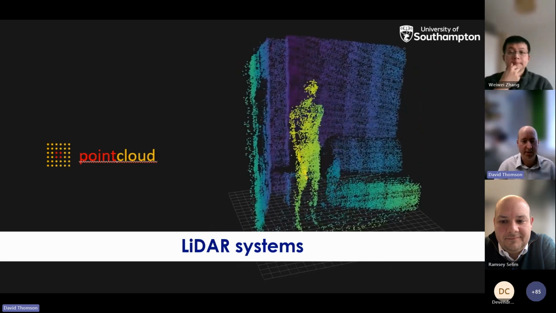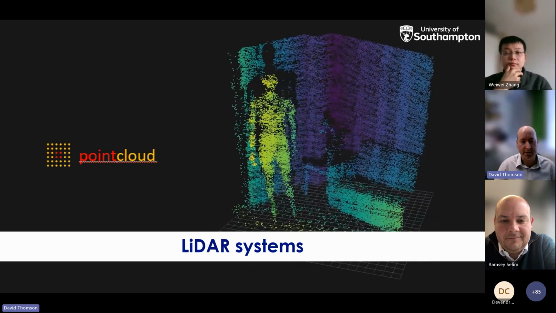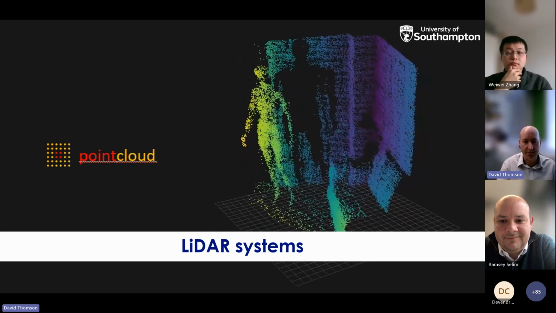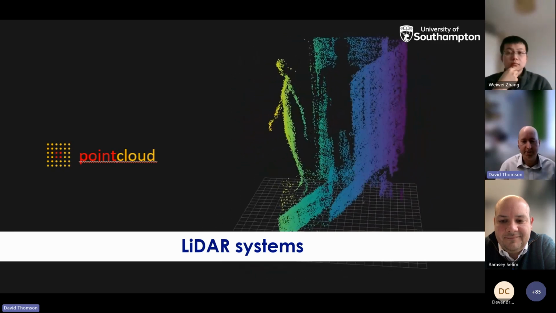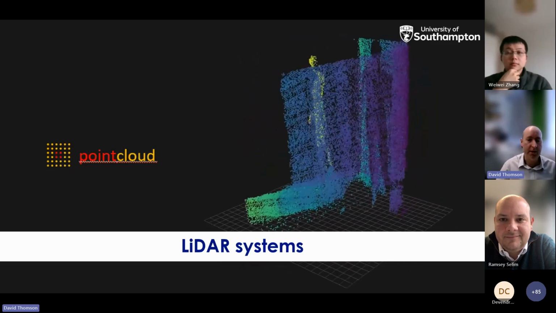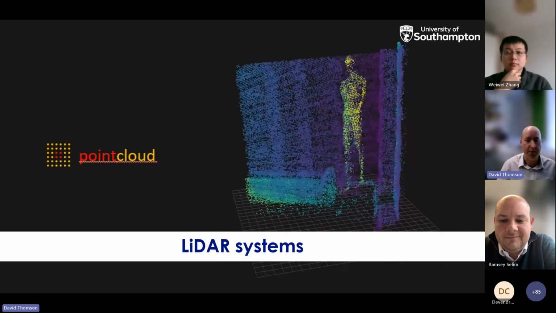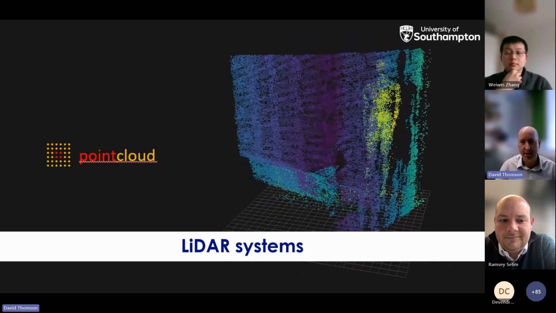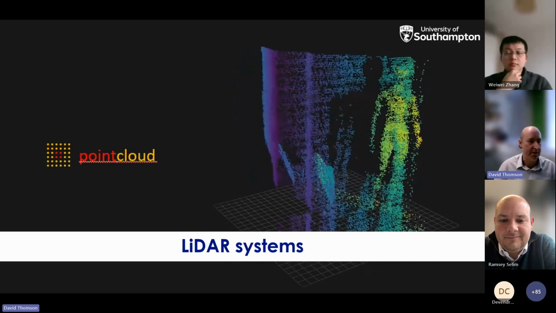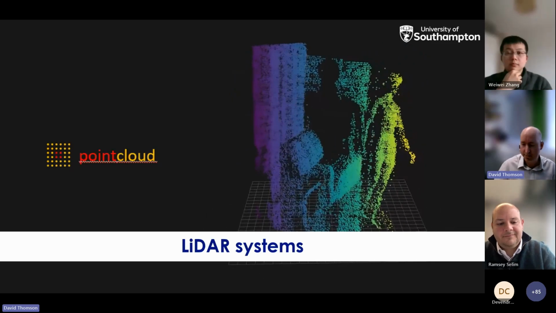photonic chips. So if you're not aware what LiDAR is, it's a bit like radar for detecting objects in a certain area of space. But it uses light instead of radio waves, so it can be a lot more accurate. And typical applications are things like self-driving cars.